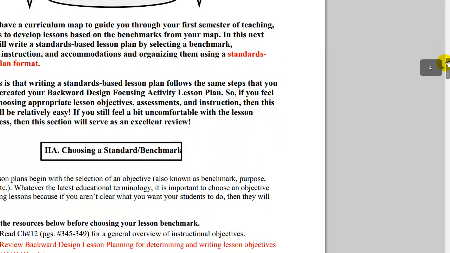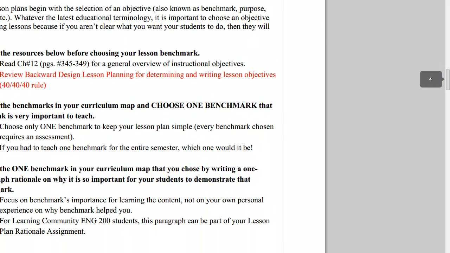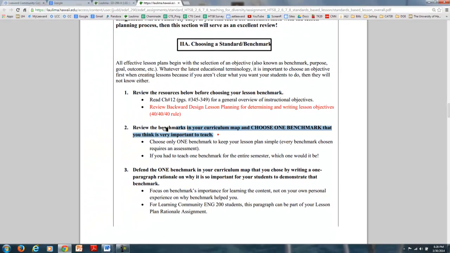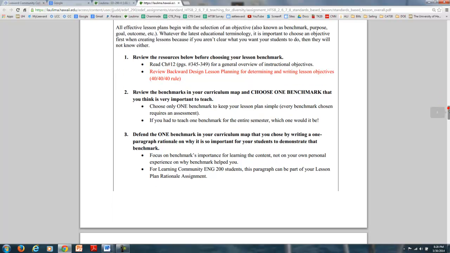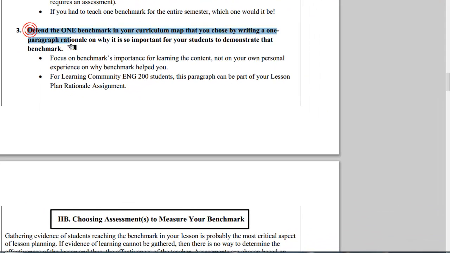Once you've completed that, you're going to move on and choose 1 benchmark out of your semester map in which to develop a lesson plan. To do that, you need to first choose the standard or benchmark, and here's where you do that. I would pick one that you think is really, really important, and only choose one that you think is really important to teach, and then you're going to write a rationale and defend it by writing why you think it is worth a 40-year idea.